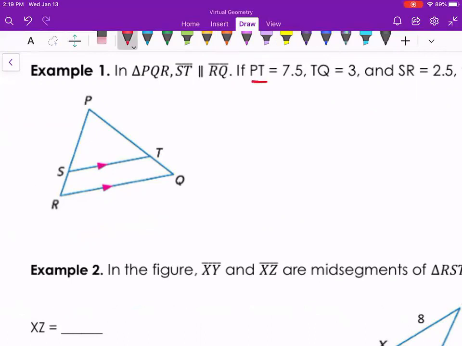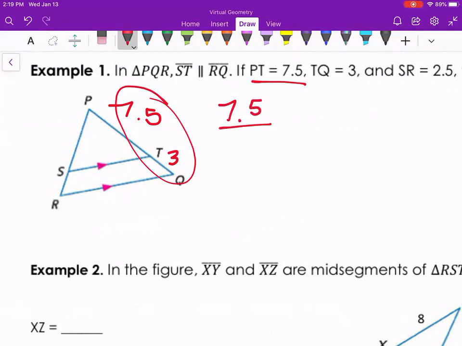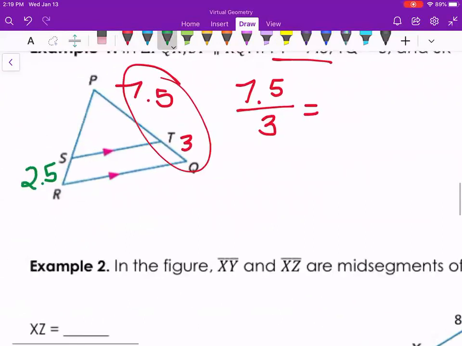So it tells me that if PT is 7.5 and TQ is 3, right now that makes up one of your ratios, according to the theorem. 7.5 over 3 is equal to, now let's keep going, SR, which is 2.5, find PS. So this is the piece I'm looking for. So again, if 7.5 is on top, X has to be on top.